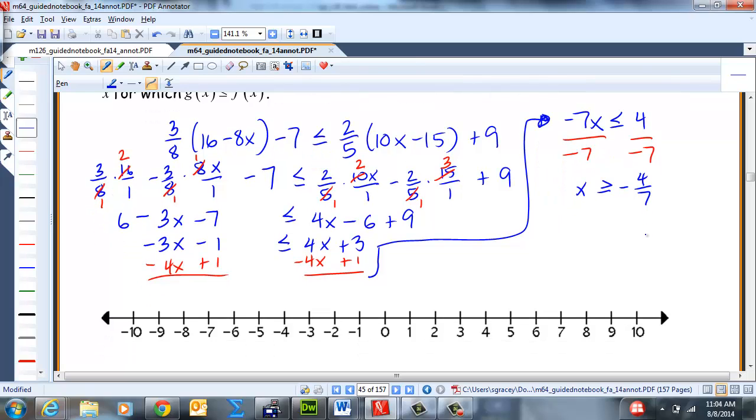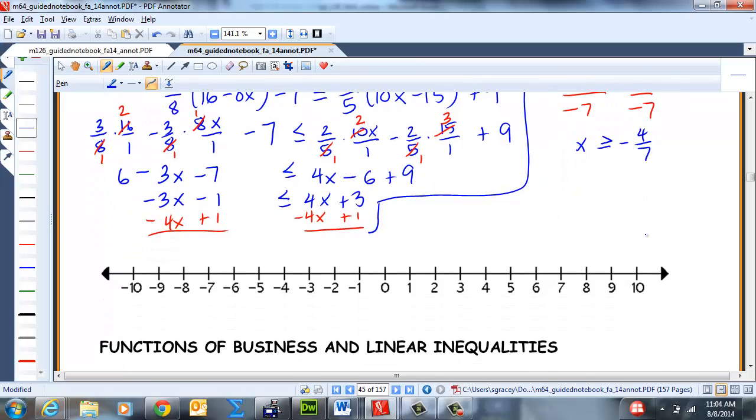So negative 4/7 is a little to the left of negative 1/2. And x is greater than or equal. So it'll be about here. We'll be going to the right. And what ending should I put on that? Good, I should put a bracket because we're including negative 4/7 in our result. And that is the answer.